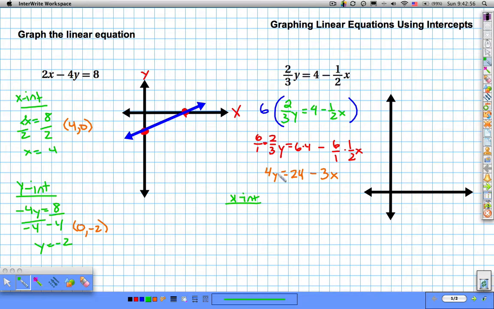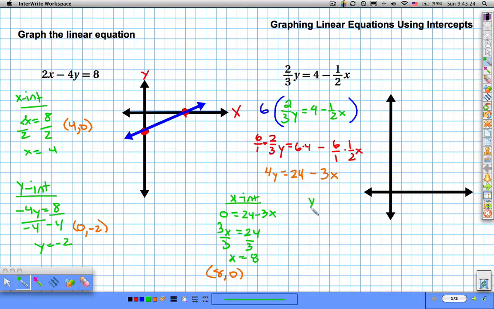I'm going to cover up the y. If I cover up the y, then I'm going to be left with something that looks a little bit odd. I'm going to have 0 equal to 24 minus 3x. That's okay. We can still solve it. I would move the 3x over here by using our inverse operations and then divide by 3. x equals 8. So my x-intercept is going to be 8, 0.